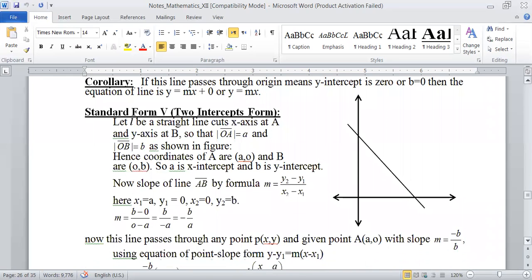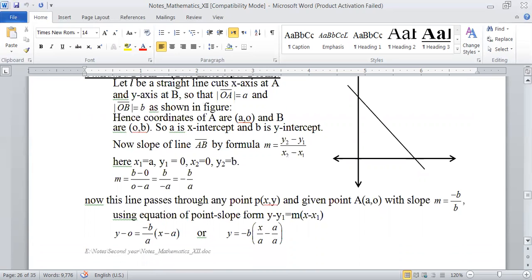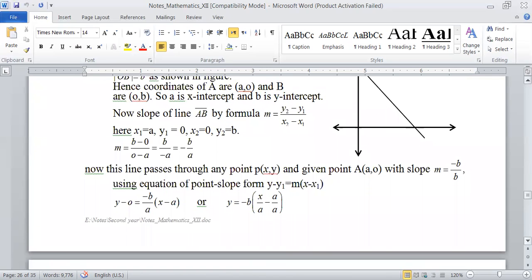Dear cadets, स्टैंडर्ड फॉर्म 5 है, टू इंटरसेप्ट फॉर्म. Let L be a straight line cuts x axis at A and y axis at B so that OA is equal to a and OB is equal to b. Hence coordinates of A के जो coordinates होंगे वो (a, 0) होंगे और जो B के coordinates होंगे वो (0, b) होंगे. So a is x intercept and b is y intercept.